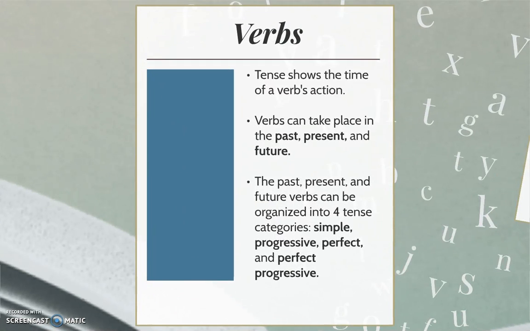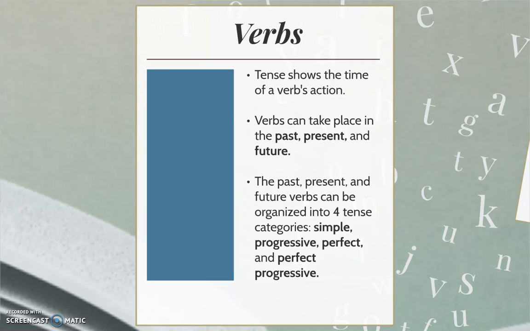Tense shows the time of a verb's action. Remember that verbs are words that describe an action, state of being, or occurrence. Basically, verbs can take place in the past, present, and future. Please note that the verbs in the following slides are in the active voice.